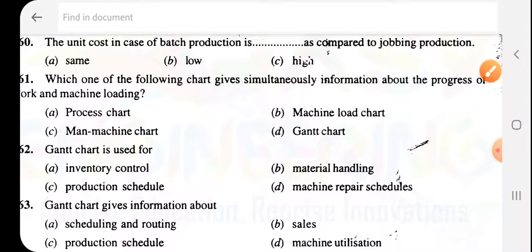The unit cost in batch production is a dash as compared to jobbing production. So 160 is B, that is low.